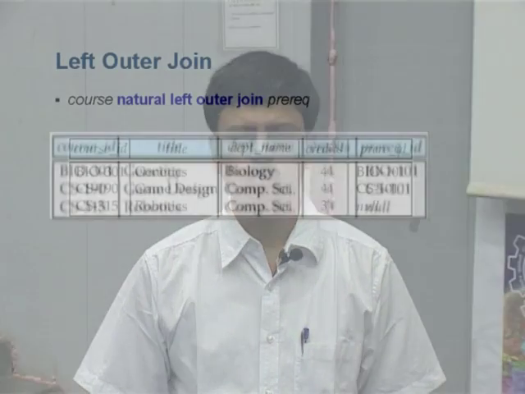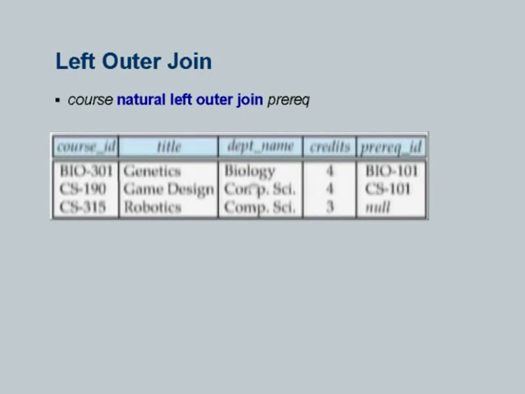However, left outer join anyway preserves just one copy of course ID, does not keep two copies. The one with null is basically thrown away. So if you want to know that it did not match any row, you will have to look at other attributes. In this case, the prereq ID.